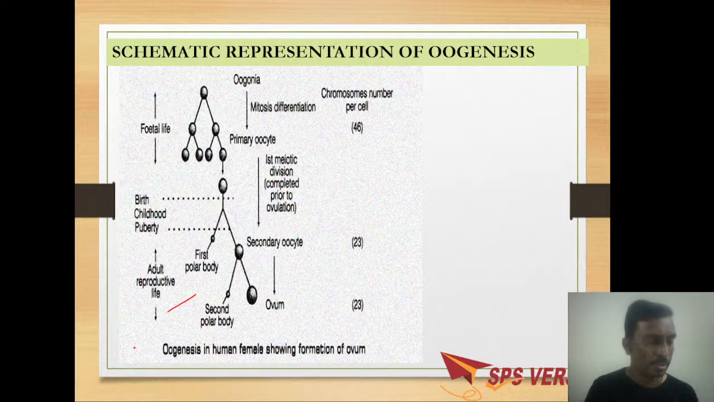Hi students, this is Suresh, Senior Biology Faculty. In the previous session, we discussed spermatogenesis as well as oogenesis. By the end of oogenesis, one ovum is formed.